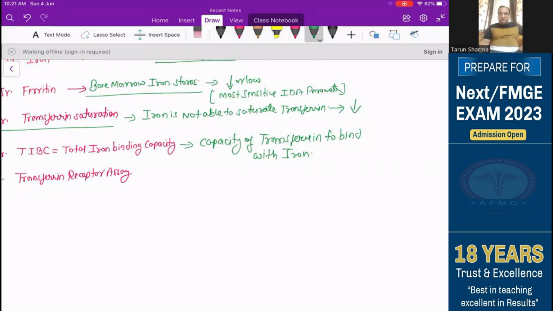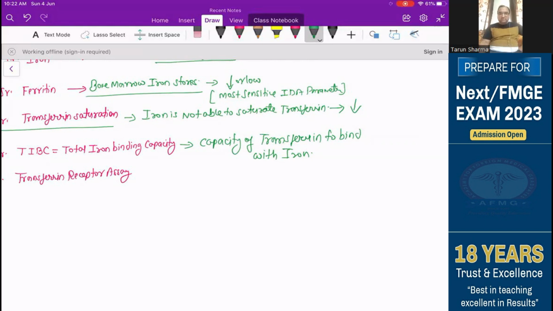Whenever iron is less in blood, the transferrin molecule wants to bind with every molecule of iron so that it can bind with all the iron that is there in the blood, and it will carry it to the bone marrow. So remember, the saturation will be falling because iron is not there to saturate the transferrin. So that's why the saturation of transferrin will be falling, but the capacity of transferrin is going to increase.